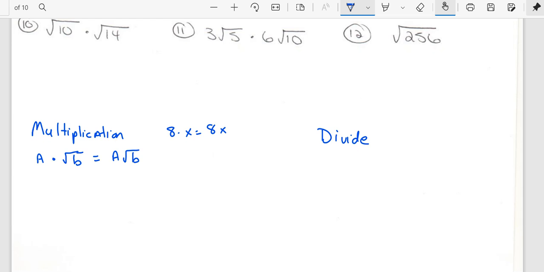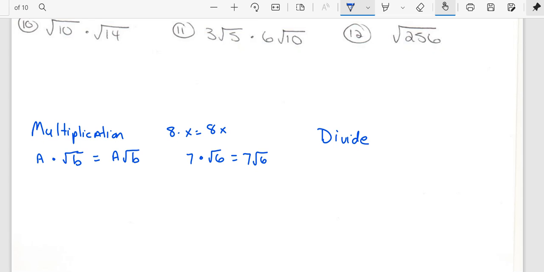So if I had something like 7 times the square root of 6, this would not become a 42 at any point. We would not actually multiply the 7 and the 6 together. All we could do is bring it together as 7 root 6. Are we multiplying it? Yes, we are multiplying, but what I mean is we're not multiplying the actual 7 and the 6.